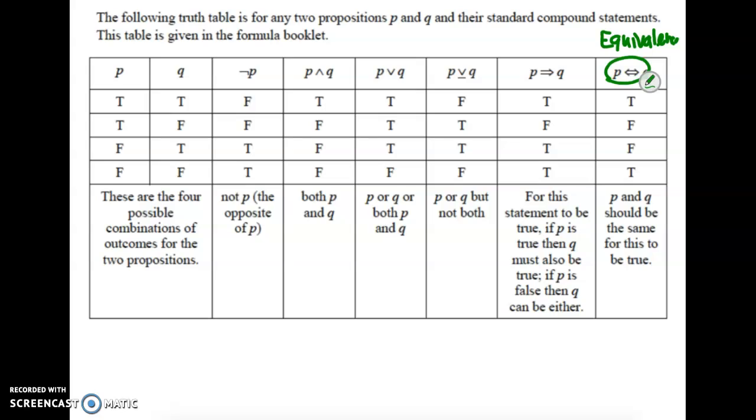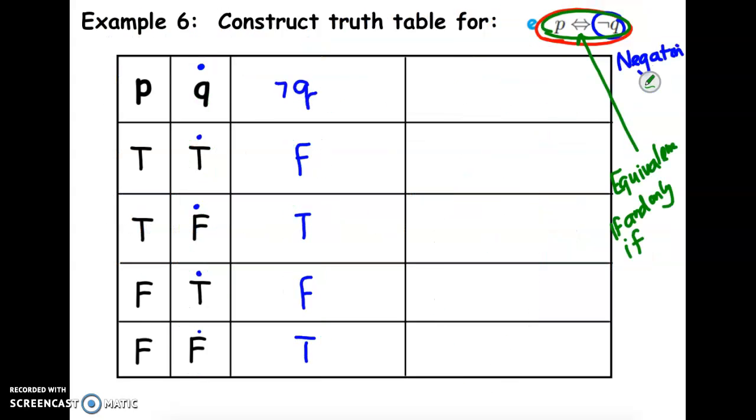So if we look at column 1 and 2, those are both true. They're both the same, so it's true. These are both false, so it is true. And then the column or row 2 and 3 are not the same truth values, so it's considered false. All right, so here we go. Go back to example 6.